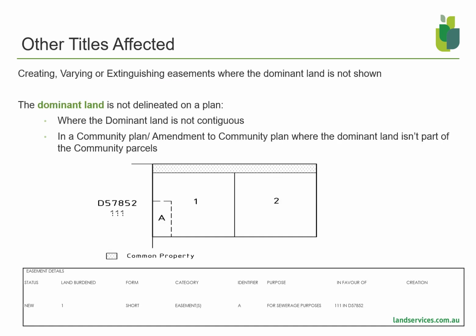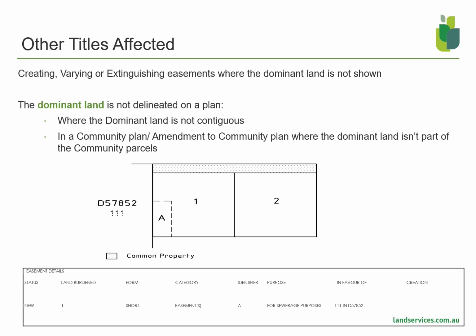Other titles affected is captured when you are creating, varying, or fully extinguishing easements where the dominant land is not shown on the plan. The dominant land may not be delineated on a plan if the dominant land is not contiguous. An example of this is the old Channel 10 site at Gilberton. They originally created an easement to use the radio towers at Mount Lofty. The dominant land was not shown on the plan as it was not contiguous.